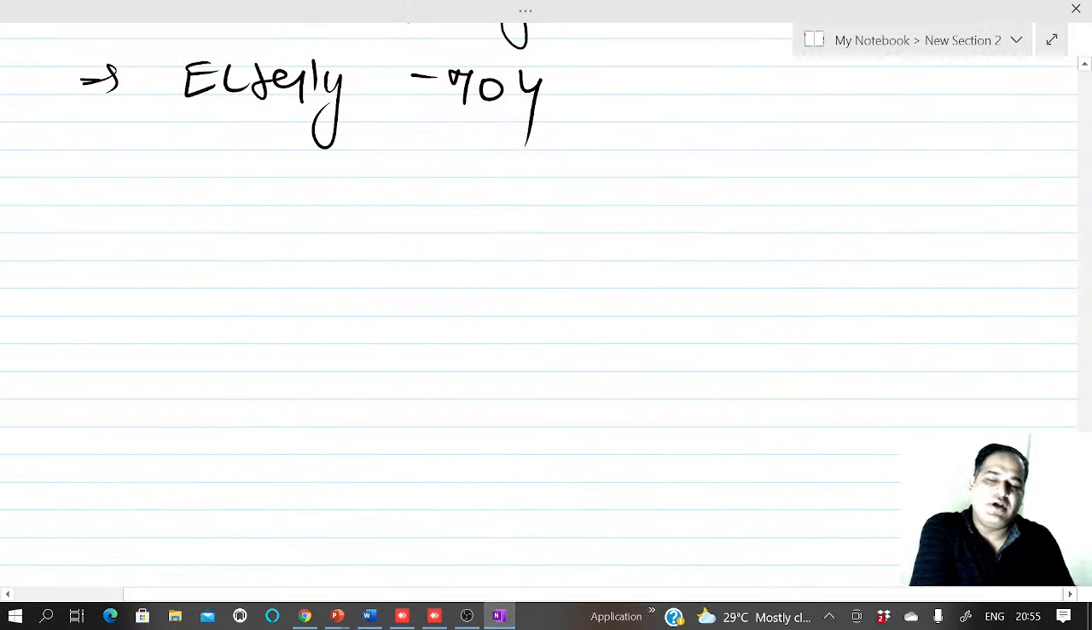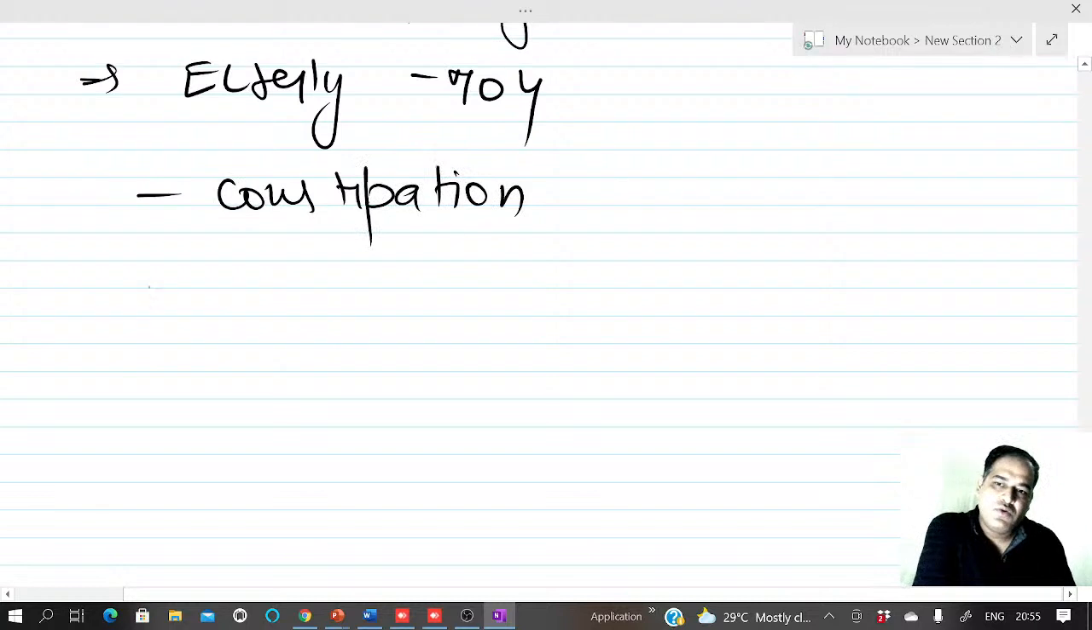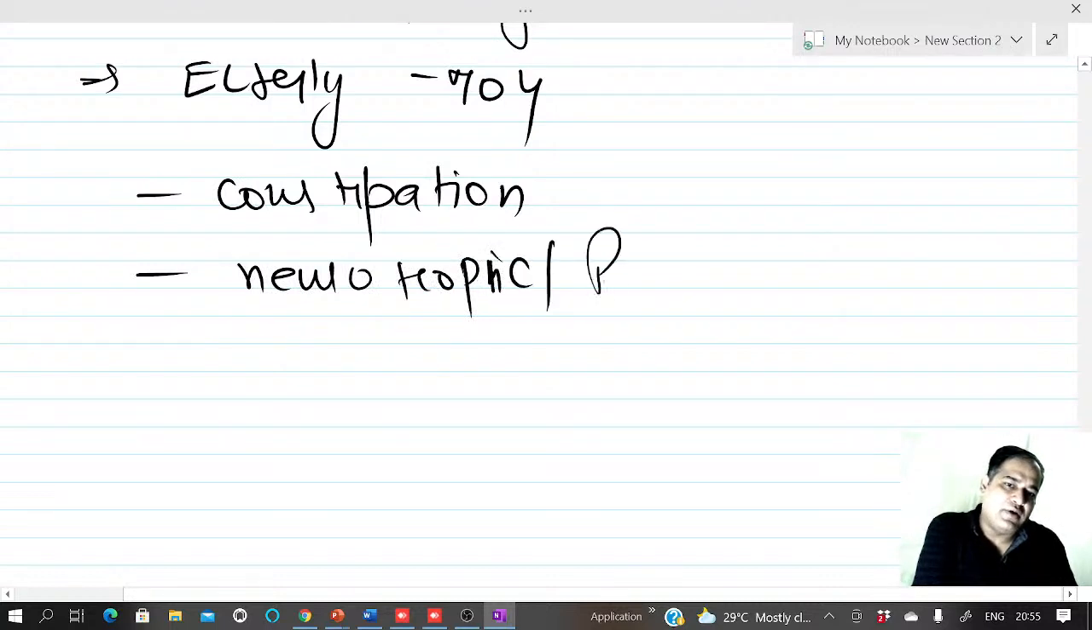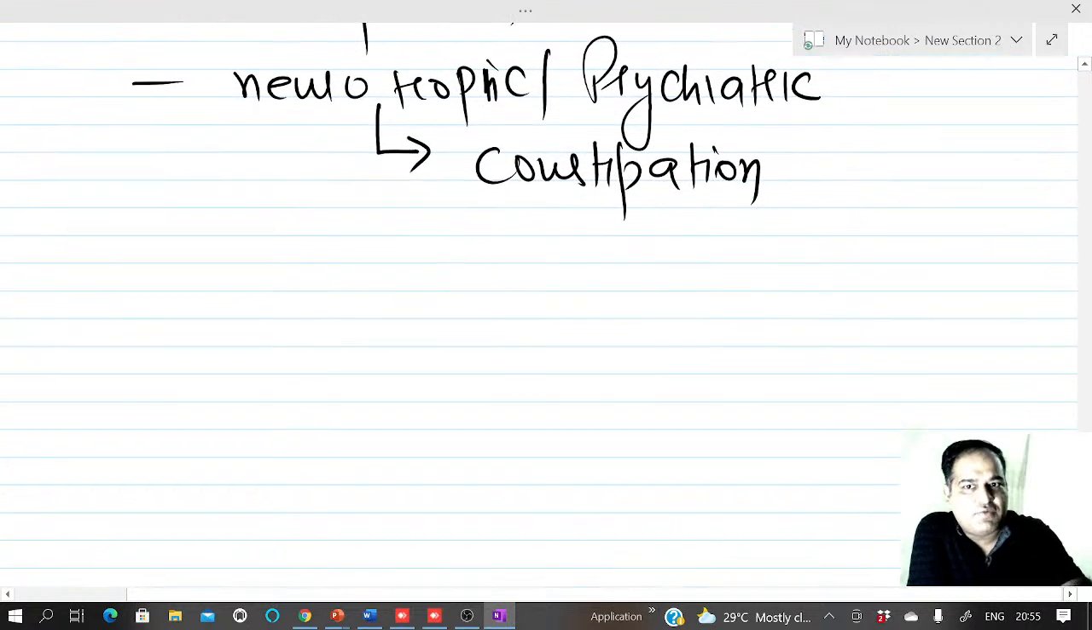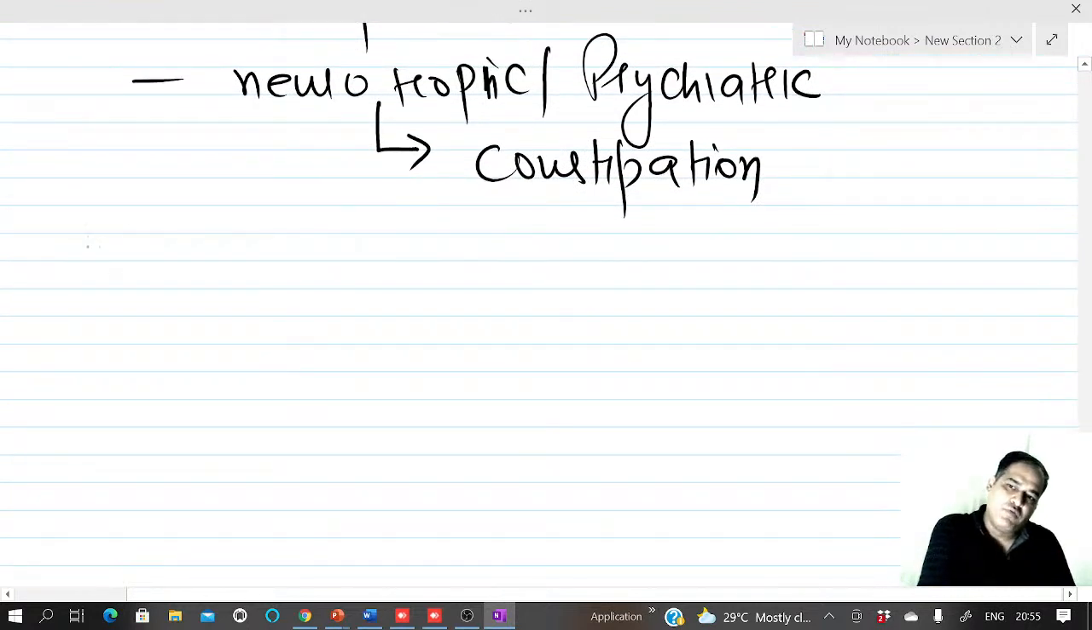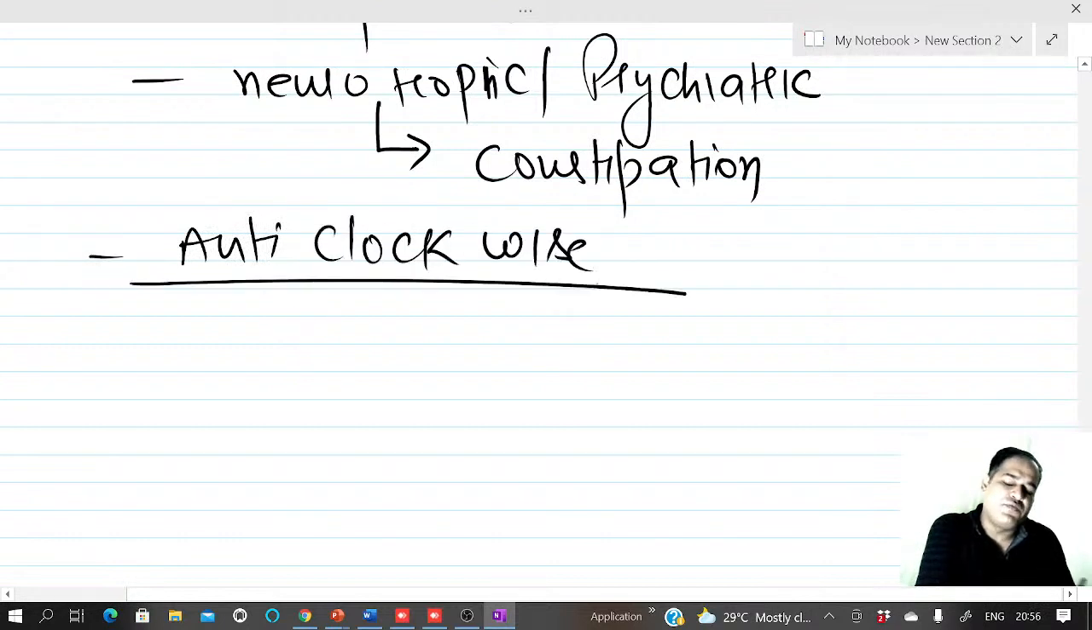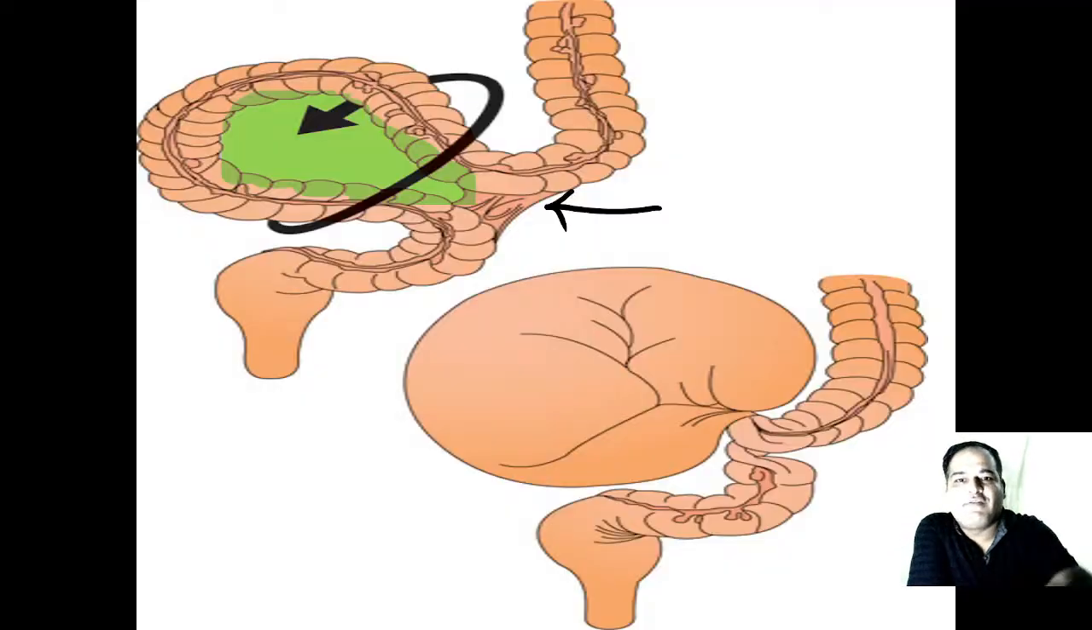So let's say around 60 to 70 years of age. Common in the patients who are having constipation. Common in the patients who are taking neuropsychiatric medications. Why? Because the common side effect of these medications is constipation, which may cause loading of the colon. Most common direction of rotation is anti-clockwise.